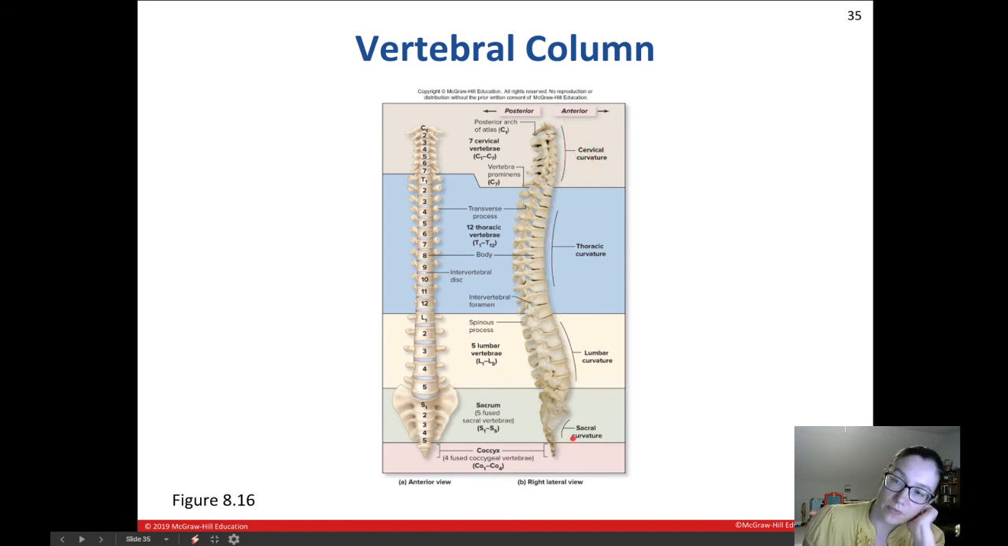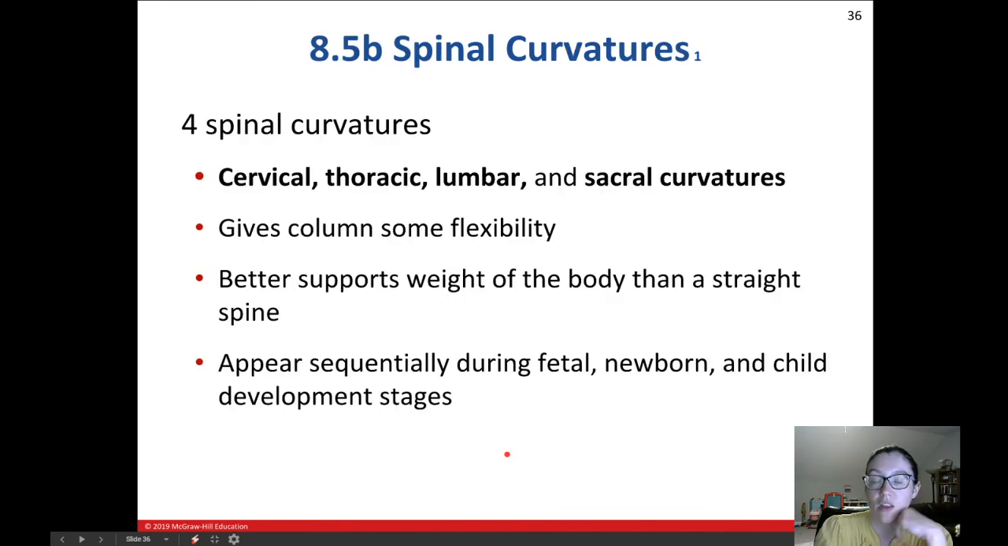We've also got these special curves in our spine. We have the cervical curvature at the top with your cervical vertebrae. Your thoracic vertebrae have a thoracic curvature. Your lumbar vertebrae have a lumbar curvature. And then your sacrum has a sacral curvature. Your coccyx is so small it doesn't have much of a curvature.